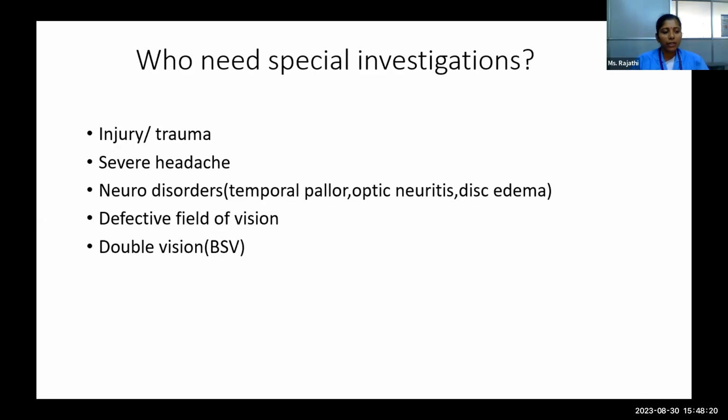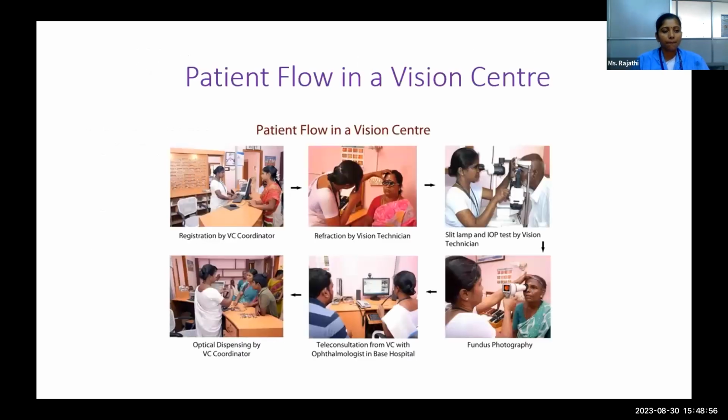Any patient who comes with injury or trauma, we have to do color vision and central fields. If patients have severe headache, we have to do color vision and central fields. And neuro disorder patients also, we have to check color vision and central fields. If patients say defective field of vision or blurring of vision on one side, we have to check central fields by the confrontation method. Any patient complaining of double vision, we have to check binocular single vision. And if the refractive error difference between both eyes is more than 3 diopters, we also have to check binocular single vision before prescribing glasses.